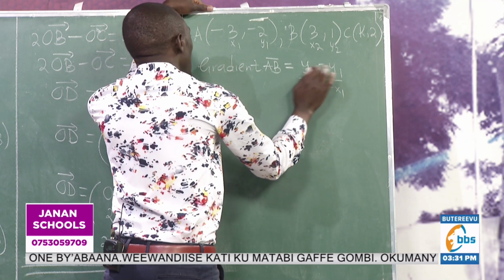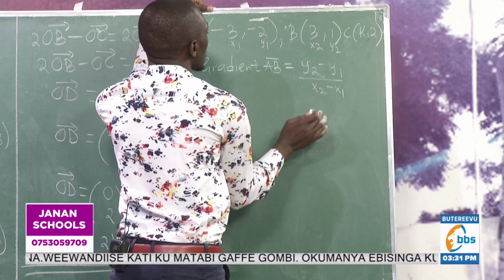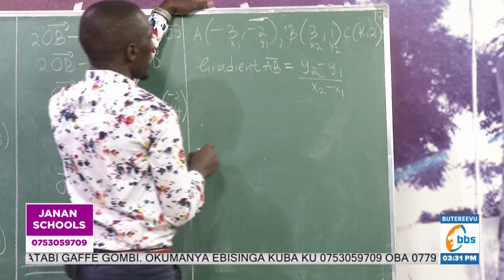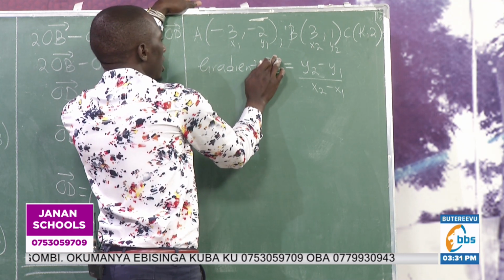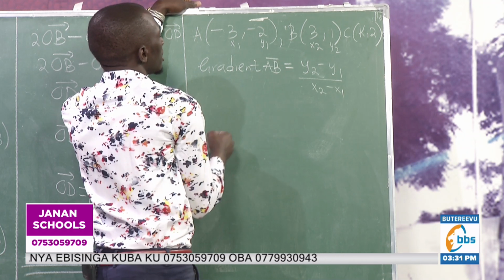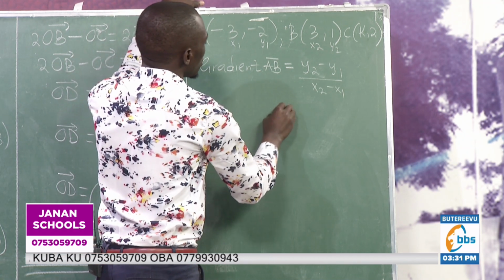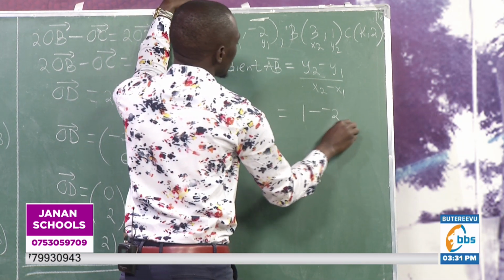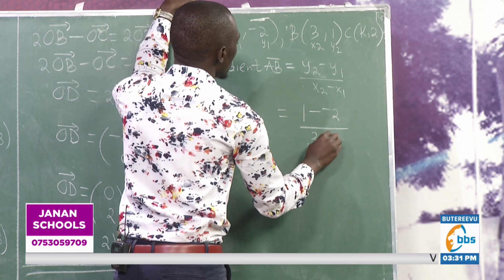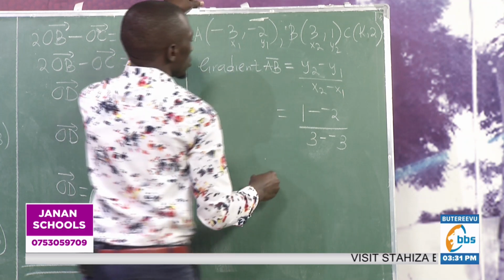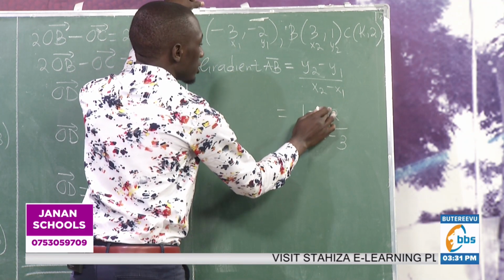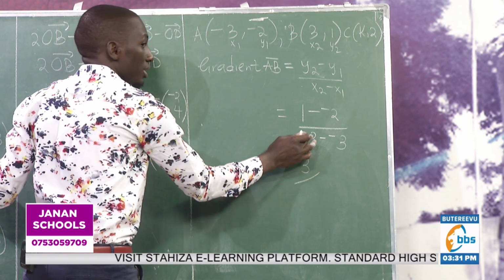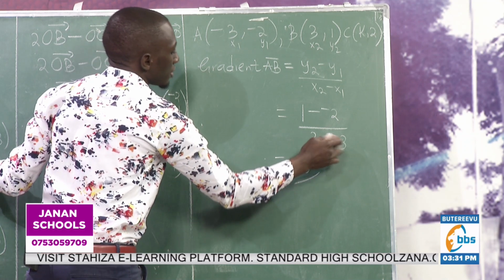If you are using y1 minus y2, you also have to maintain x1 minus x2 down below. Again, don't put x up. So you can always use this. So my gradient of AB, when I don't have the arrow here, it means that I'm looking at line AB. So this will give me y2, which is 1, minus negative 2, then divide by x2, which is 3, minus negative 3. This becomes 1 plus 2, which is 3, and here 3 plus 3, which gives me 6.